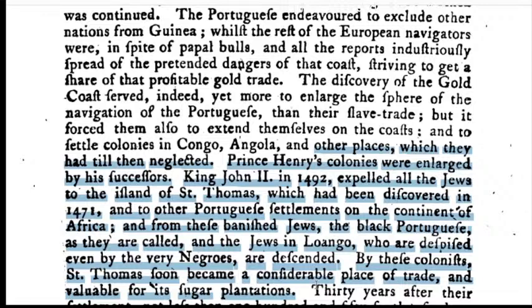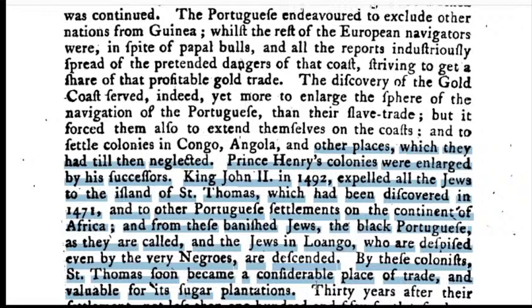Prince Harry's colonies were enlarged by his successors. King John II in 1492 expelled all the Jews to the islands of St. Thomas, right? And that's a whole nother story right there. When King John got with Queen Elizabeth, whatever, they all had to convert or be killed. And so the black Jews, as they were called, which is the Negro, they didn't want to convert to Christianity. And so they were either being killed or they were being transported off. It was all expelled, right?